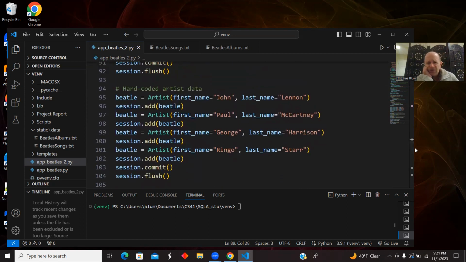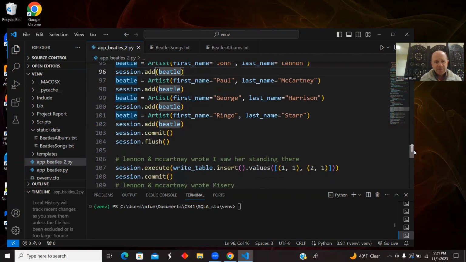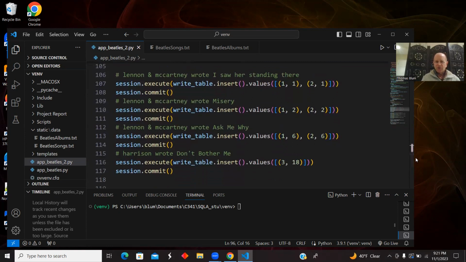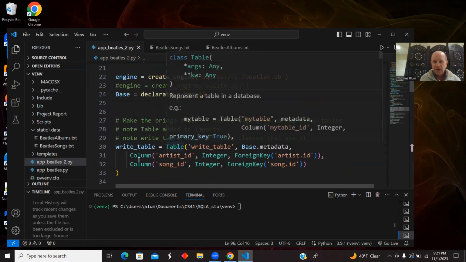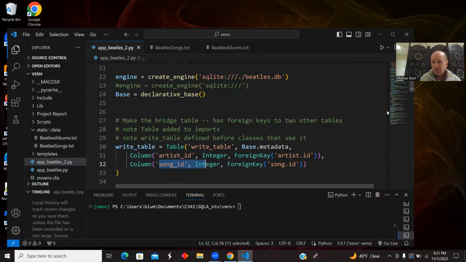I didn't put the artist in a file. I'm just sort of hard coding it. So I'm using my artist class constructor, setting up a first name, setting up a last name for John, Paul, George, and Ringo, and add, and commit. And now I want to establish the relationship. And I'm just again doing that through this sort of just hard coding. Now I just want to scroll way back up and look at the write table again. And the write table had the artist and then the song.